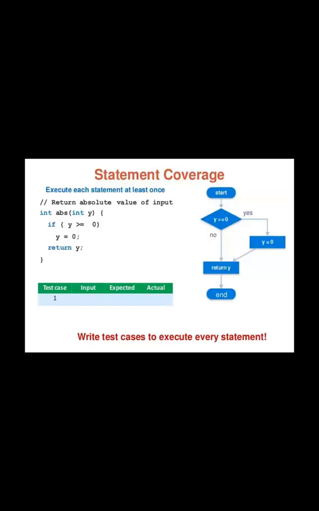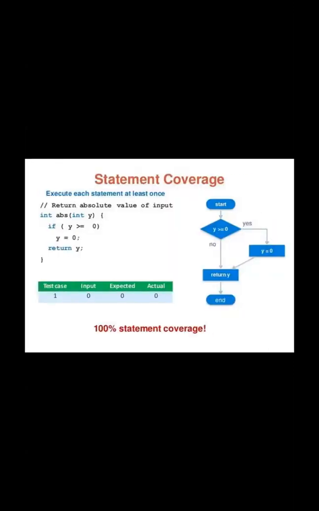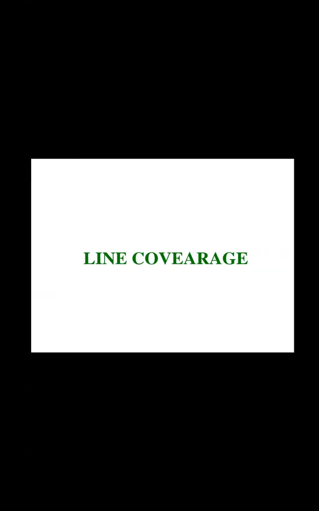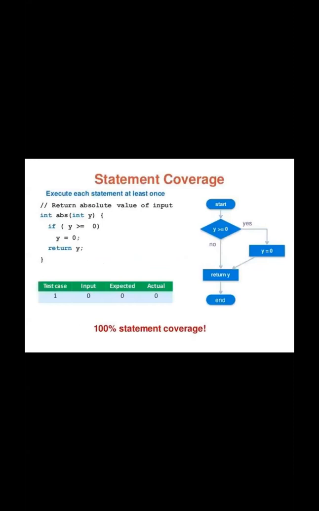The same way in the statement coverage, we draw the flow graph. For test case 1, we give some inputs, an expected output and an actual output. Both the expected output and actual output should match. Then there is no error in the project. If the expected output and the actual output are different, then there is some logical error. So any doubt in the statement coverage?